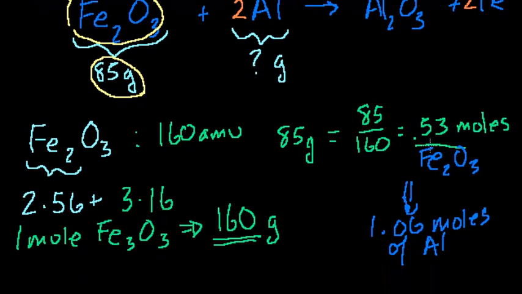Right? I just took 0.53 times 2, because the ratio is 1 to 2. For every molecule of this, we need 2 molecules of that. So for every mole of this, we need 2 moles of this. If we have 0.53 moles, you multiply that by 2, and you have 1.06 moles of aluminum. All right, so we just have to figure out how many grams is a mole of aluminum, and then multiply that times 1.06, and we're done.